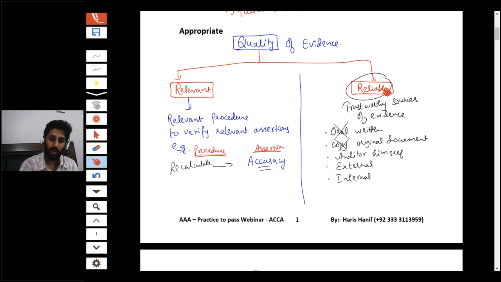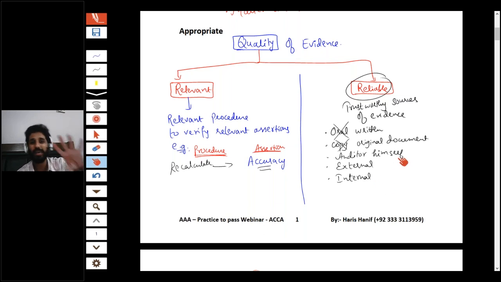Now the reliable. Reliable is actually the trustworthy source of evidence. Is it oral? No, not at all. Written is reliable. Original document is reliable. Auditor himself. You are the auditor, so you should apply the procedure by yourself. External and internal are the sources depending on the scenario. For example, if there is a lack of evidence regarding the bank loan, the external confirmation from the bank is more reliable. And internal means the internal records of the company.